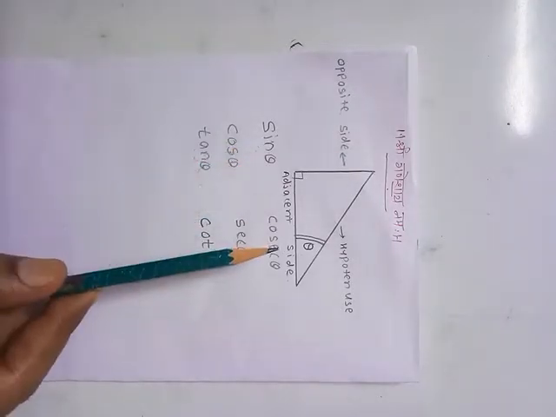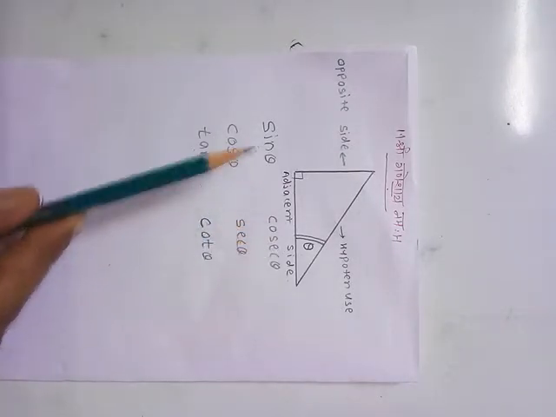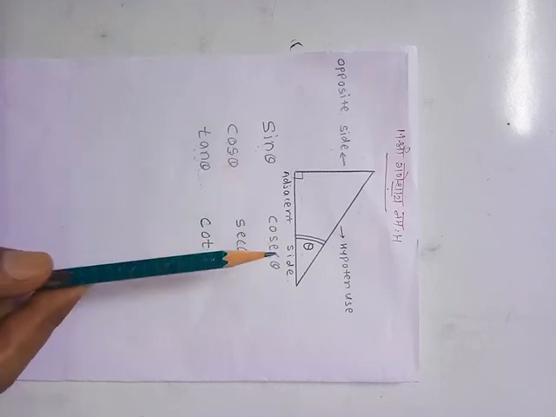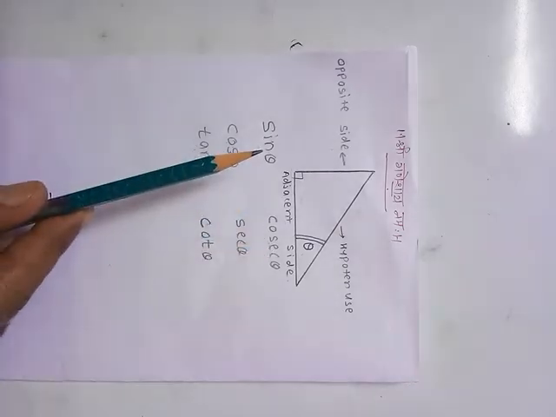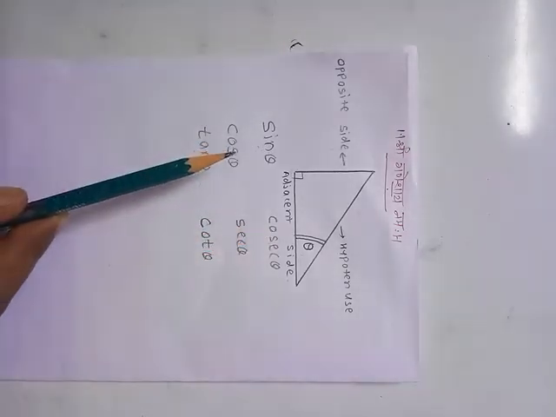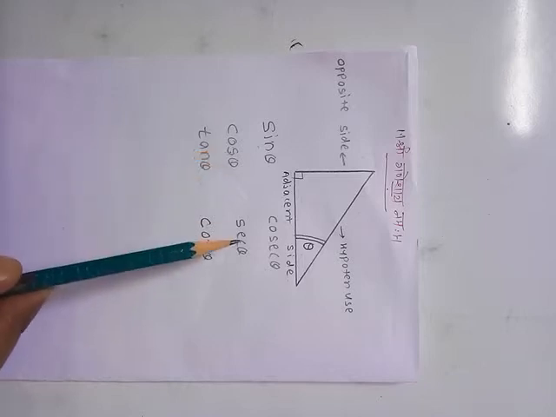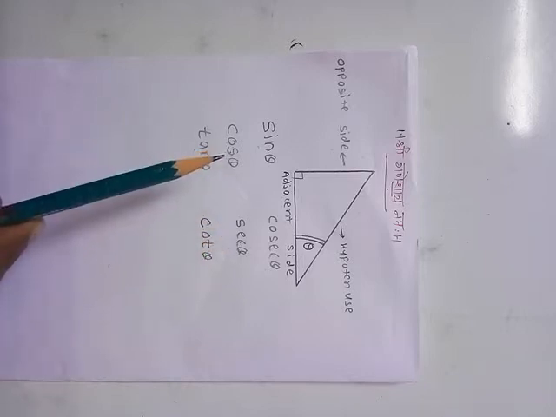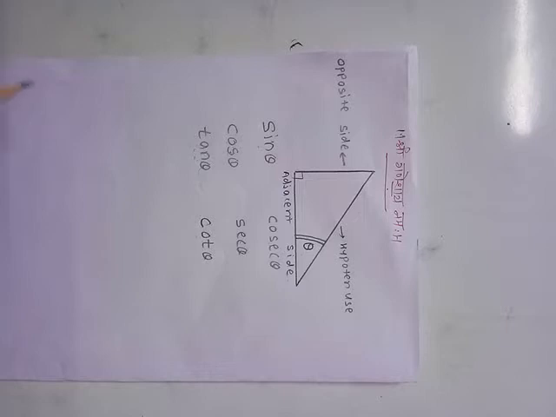Sin theta and cosec theta are inverses of each other. So 1 upon sin theta equals cosec theta, 1 upon cosec theta equals sin theta, and sin theta into cosec theta equals 1. Similarly, cos theta and sec theta are inverses of each other. 1 upon cos theta equals sec theta, 1 upon sec theta equals cos theta, and cos theta into sec theta equals 1.